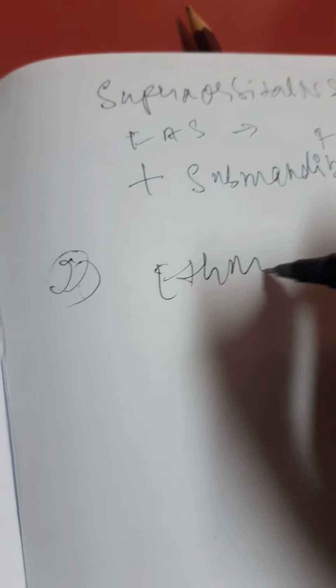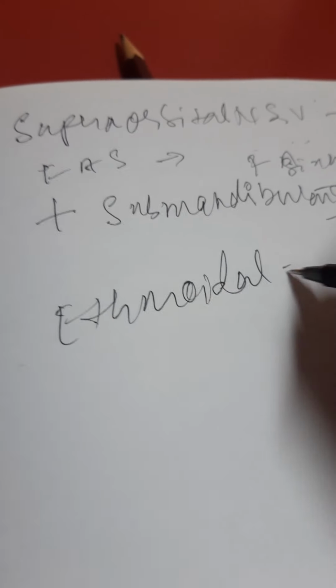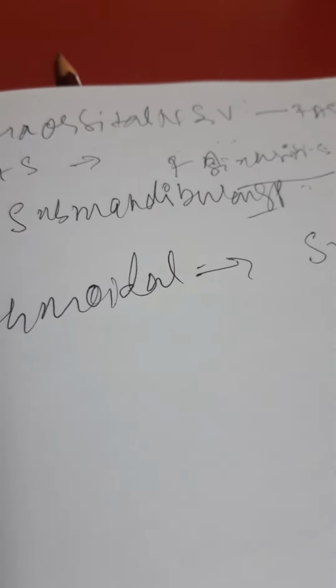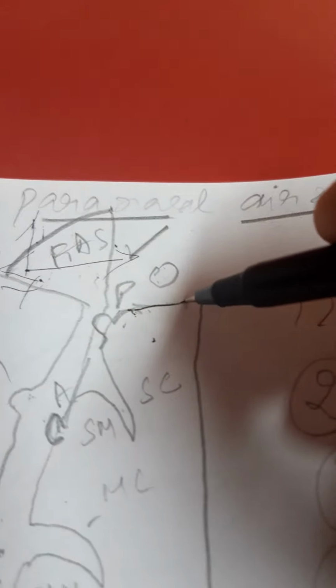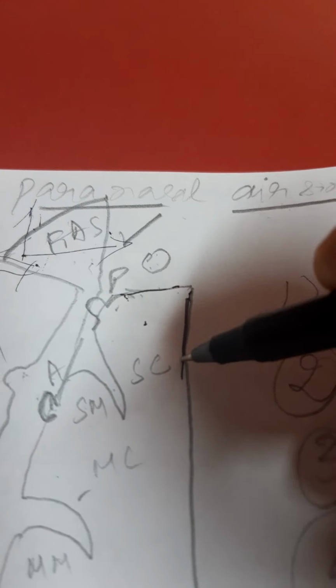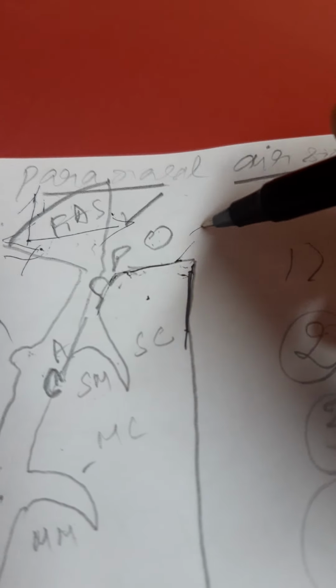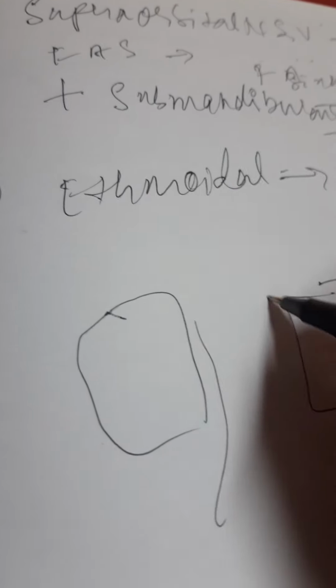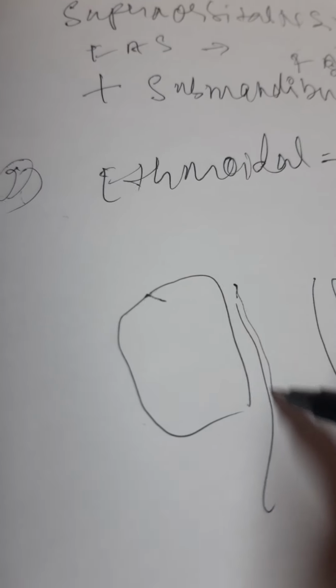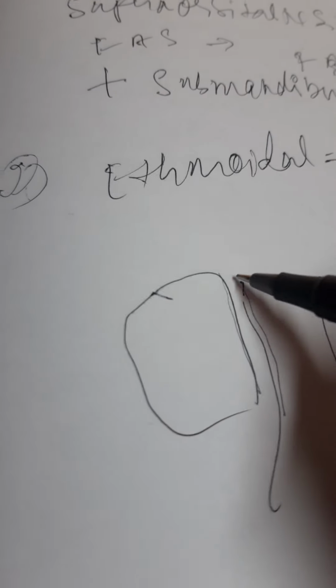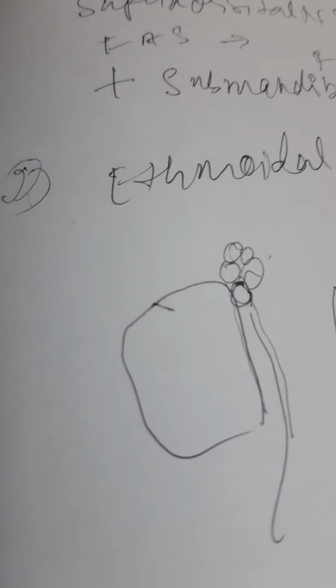Now coming to the second group, that is the ethmoidal air sinus. These ethmoidal sinuses are actually very small in outline. If you just see the location here, this is the roof of the nasal cavity. This is the medial wall of the nasal cavity, and this is the lateral wall of the nasal cavity. The roof of the nasal cavity is formed by the ethmoid bone. Here this is the orbit, and here this is the nose. Between the lateral wall of the nasal cavity and the medial wall of the orbit, you will see the location of the ethmoidal air sinuses.